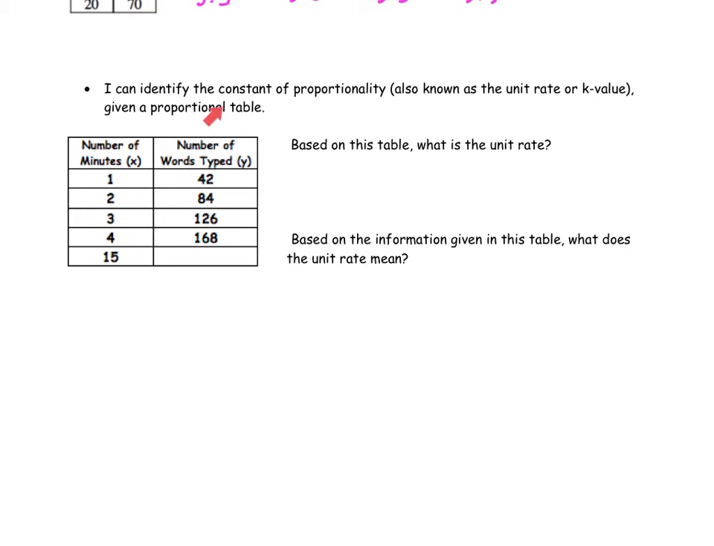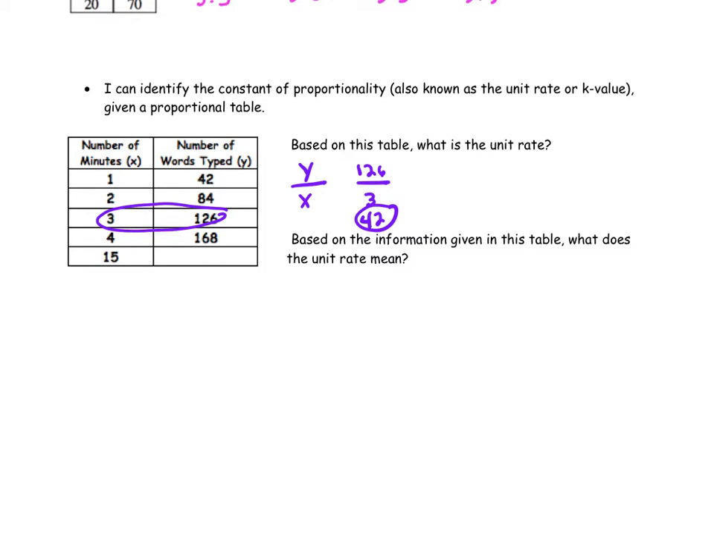Well, since they said it's proportional, we could choose any one of the x to y values. So I'm going to just randomly pick, let's say, this one. So I would say 126 divided by 3. You could have picked a different set of x, y values, and since it's proportional, we should get the same answer. What is the unit rate? If you said 42, you are correct.